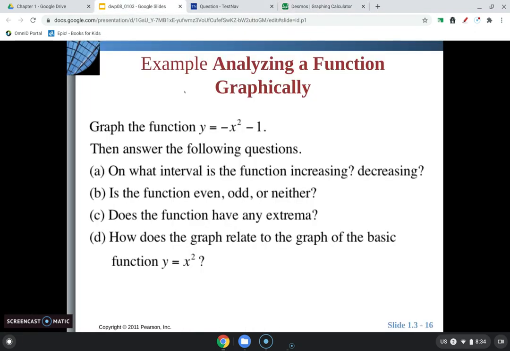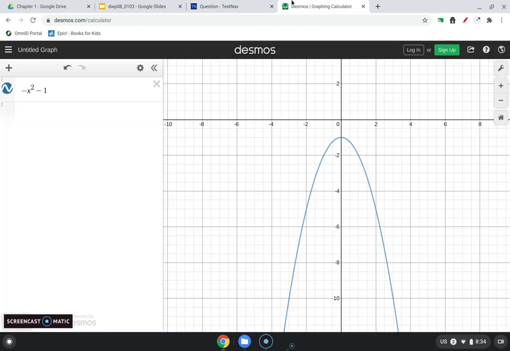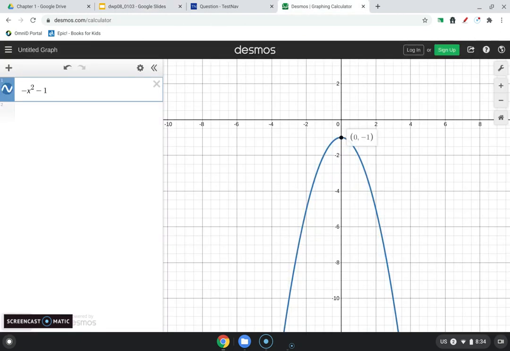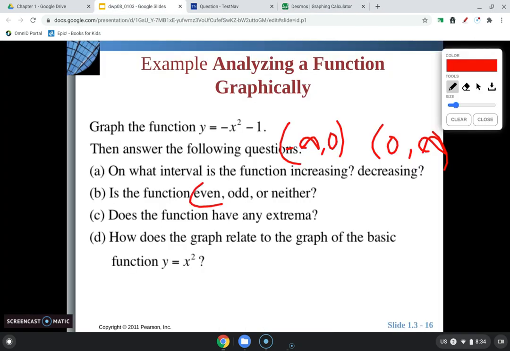All right. On what interval is the function increasing and decreasing? Well, you can see that we have a vertex at (0, -1). So it is increasing from negative infinity to 0, and it's decreasing from 0 to infinity. Is the function even, odd, or neither? Well, when it has y-axis reflection, which this function does, that would be an even function. Does it have any extremes? Yes, it has a max. It has a max at (0, -1).